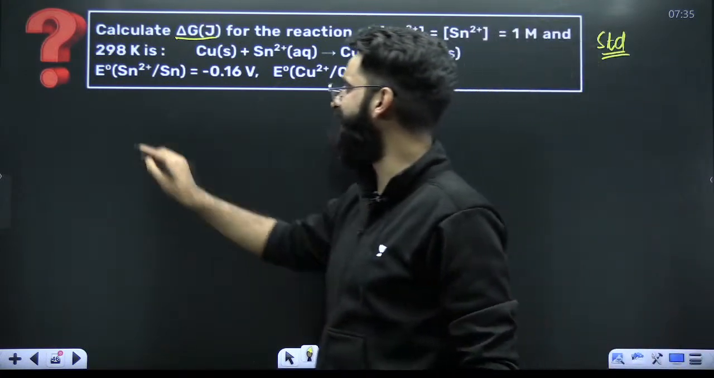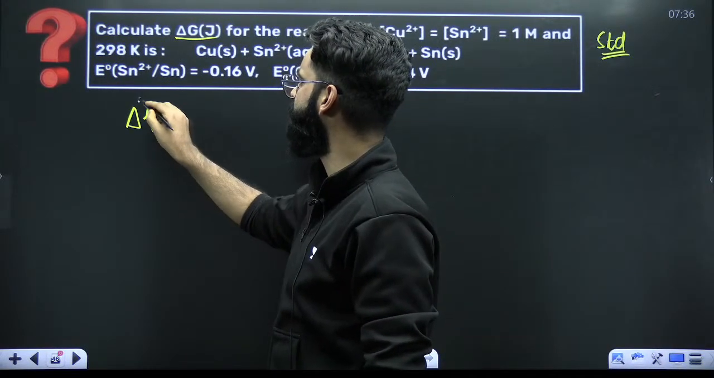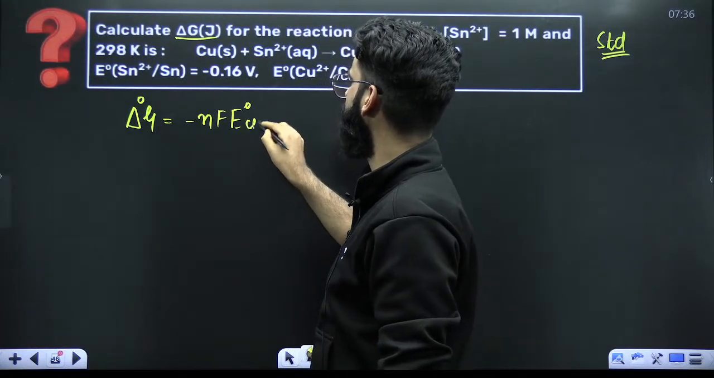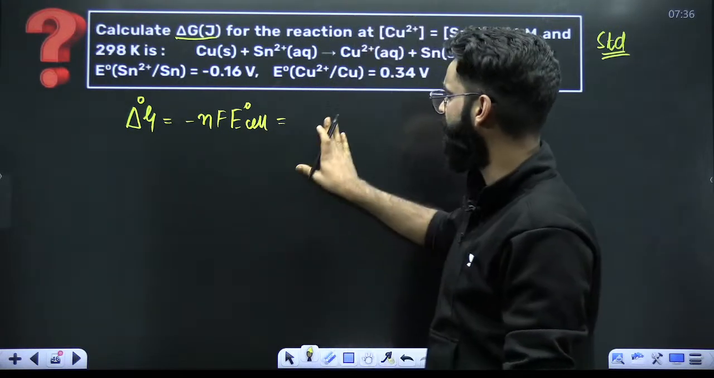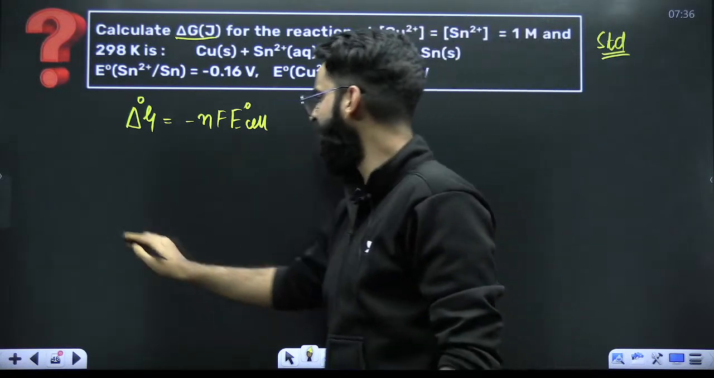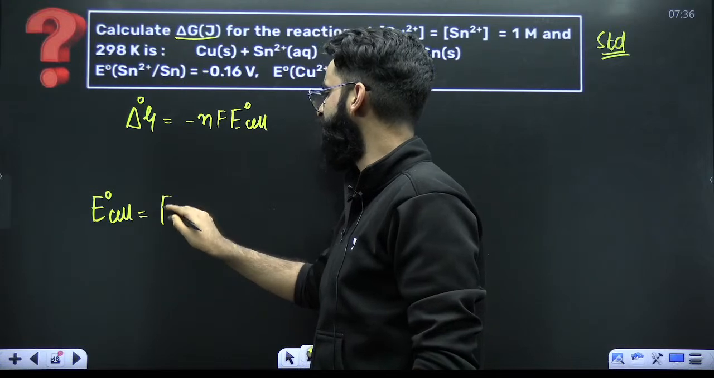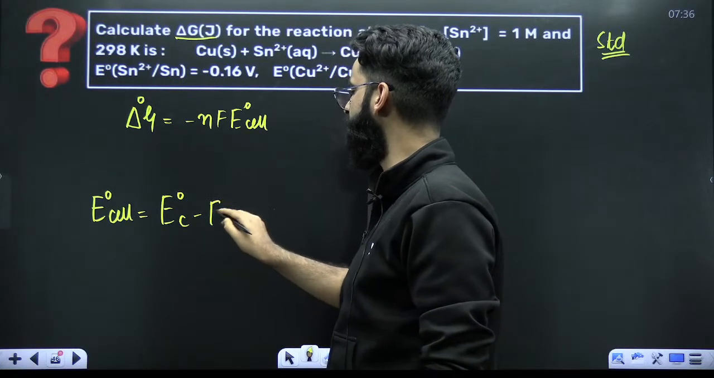And delta G under standard conditions is what? That's basically delta G naught. And delta G naught is what? Minus nF E naught cell. So first of all, what do I need to get? I need to get E naught cell. So what is E naught cell? E naught cell is E naught of cathode minus E naught of anode.